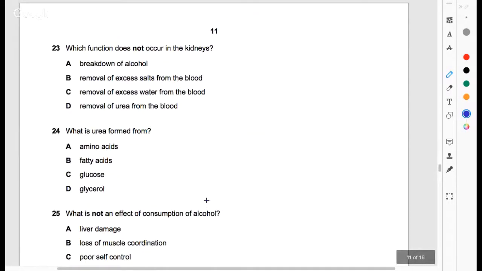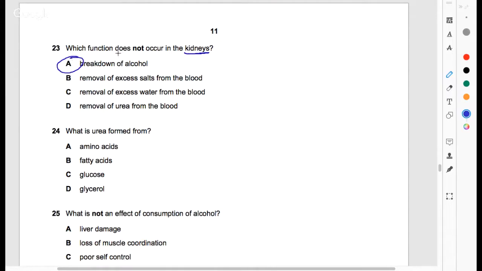Which function does not occur in the kidneys? Breakdown of alcohol, removal of excess salt from the blood, removal of excess water from the blood, removal of urate from the blood. So remember with the kidneys, they filter the blood, filter out the plasma, and then they produce urine to excrete waste products. They do not have an enzymatic function in breaking down alcohol. That's done by the liver, not the kidneys.